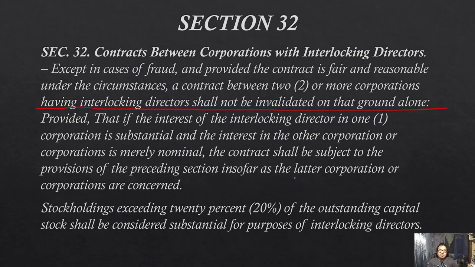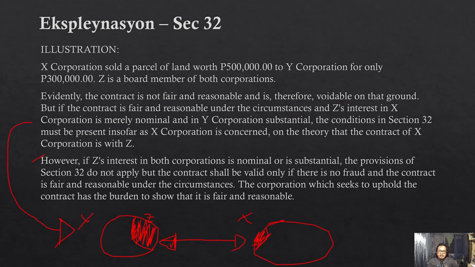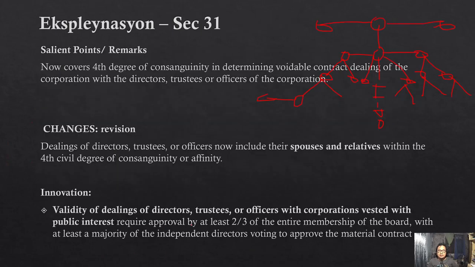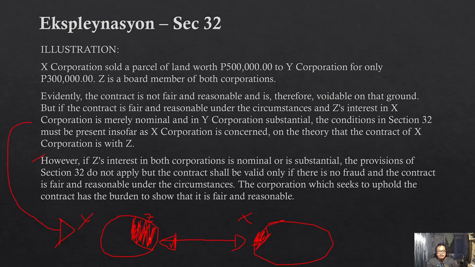The second case that Section 32 talks about is kapag ang nangyari sa isang corporation, yung interest ni interlocking director is substantial. Sa isang corporation naman is nominal. Like in this case, papasok na i-apply si Section 31. Bakit? Kasi kapag substantial nominal, like in this case, si Z may substantial interest kay Y, si X may nominal interest lang. If that's the case, it is as if that X is transacting with Z, even though in paper yung katransaction niya talaga is si Y corporation. In substance kasi, si Z yung katransaction niya, considering na si Z may substantial interest kay Y corporation.